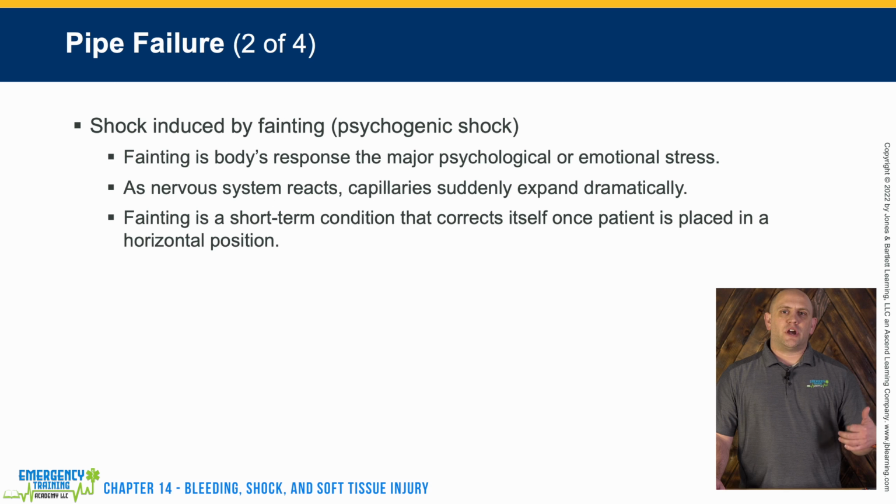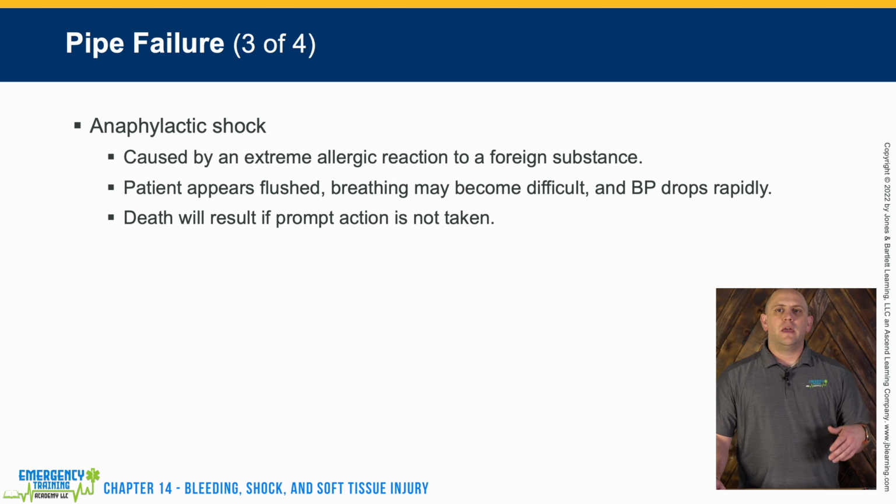And then spinal shock, this is sometimes referred to as neurogenic shock. This is when there is some type of spinal cord injury from a traumatic event, and that sudden injury to the spinal cord has stopped impulses going from the brain to the vascular system and has allowed that expansion of the blood vessels, allowing the blood to leak out.